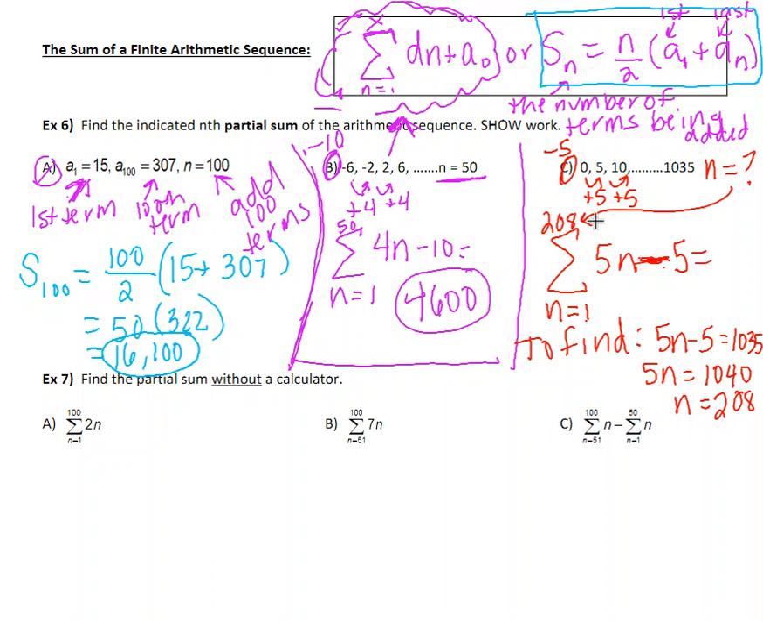And then what you guys do is you plug all of that into your calculator again, and when you add all those terms together, you end up getting 107,640.